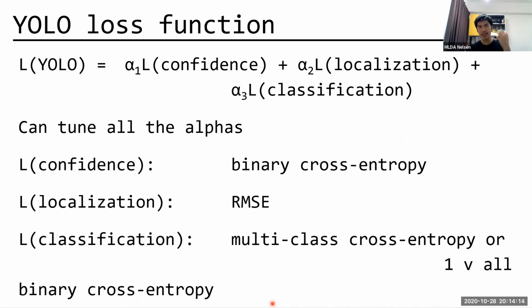And lastly, we have the classification. As we mentioned earlier, we are using two different types of loss: if we're using softmax, then we're using multi-class cross entropy. If we're using sigmoid, we're going to use one-versus-all binary cross entropy. So it depends on the YOLO version. For YOLO version 1 and YOLO version 2, these are the three things they use for the loss. And for YOLO version 3, they are going to use the binary cross entropy loss.